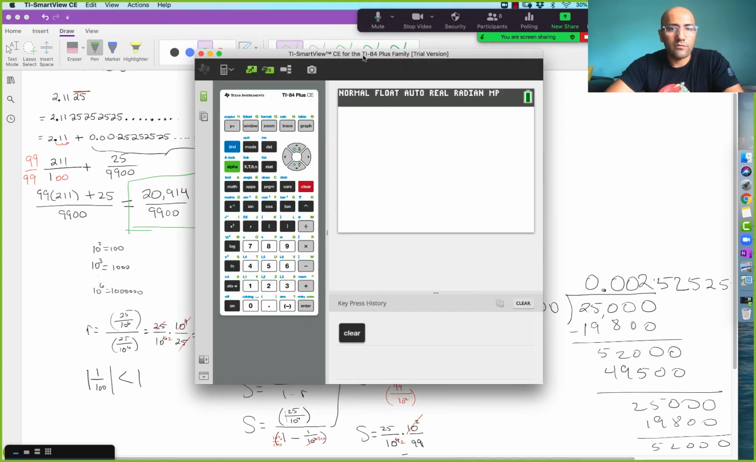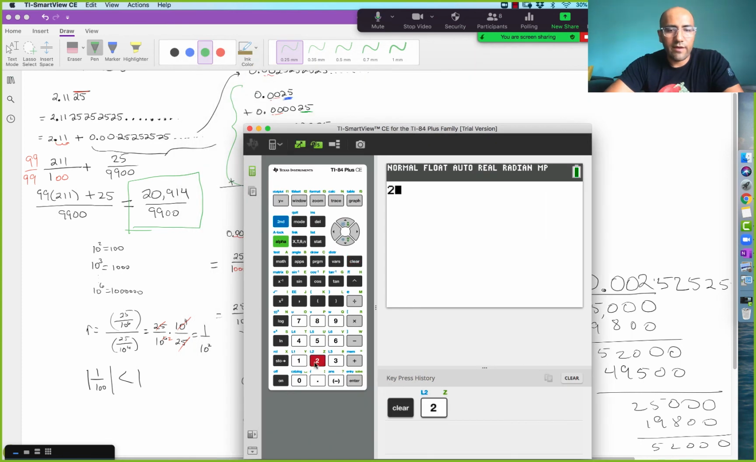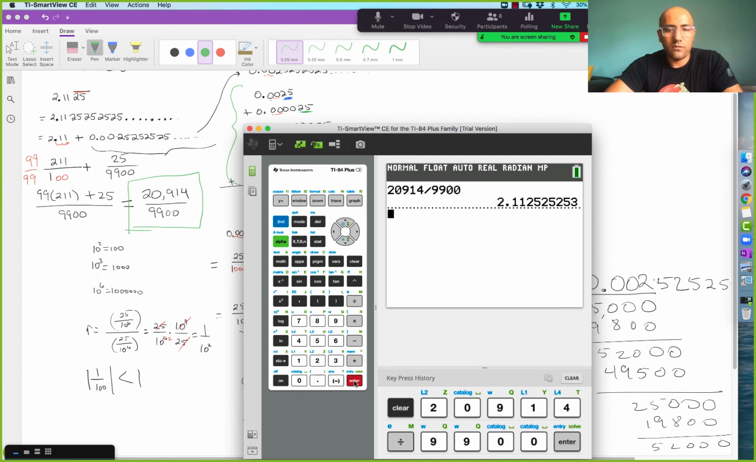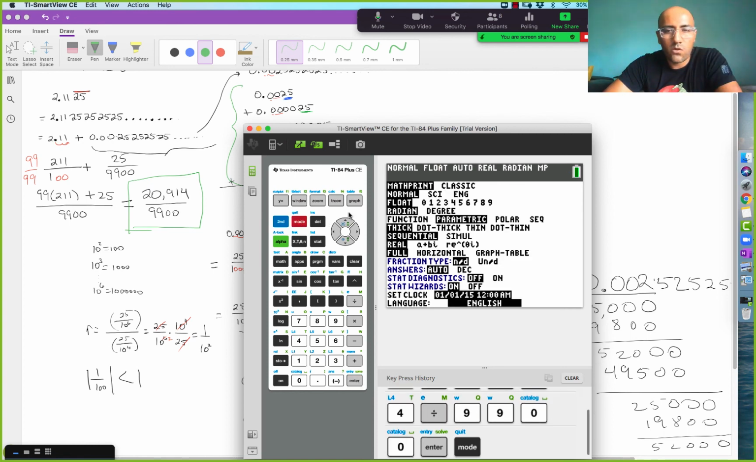Okay, so now just to confirm it, if we divide 20,914 divided by 9900, we get that. And again, the calculator is kind of lying to us. This goes on forever, so it's 2.1125252525. Eventually it rounded. I think I can probably go into the mode and change the thing.